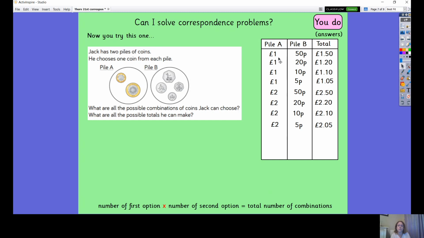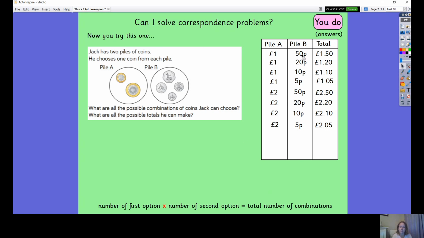So just as I suggested you did, I did £1 with 50p, £1 with 20p, £1 with 10p, £1 with 5p, and then I started on my £2 coin because I'd done that. That was all the different combinations I could do with the £1 coin. So now I've picked the £2 coin, and I'm doing the £2 with 50p, the £2 with 20p, the £2 with 10p, and the £2 with 5p. And that's, as I said earlier, a really methodical, sensible, straightforward way of working through.